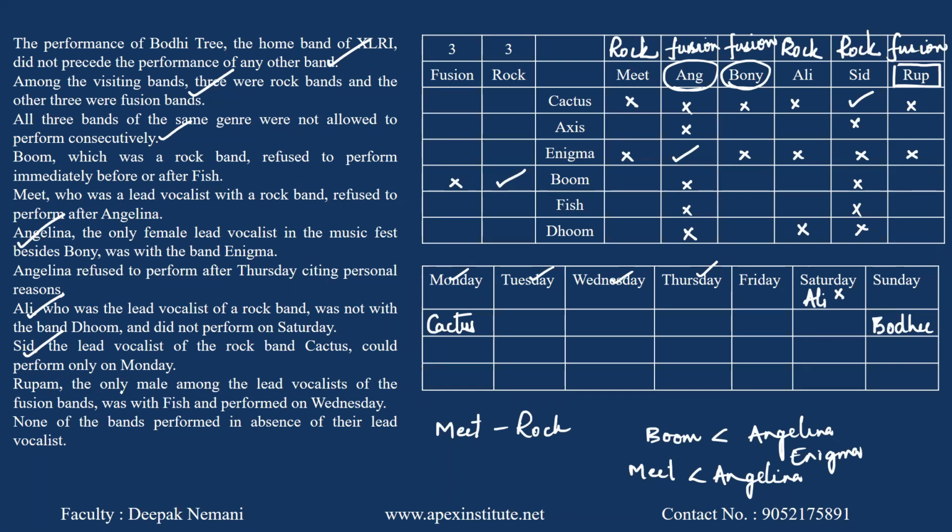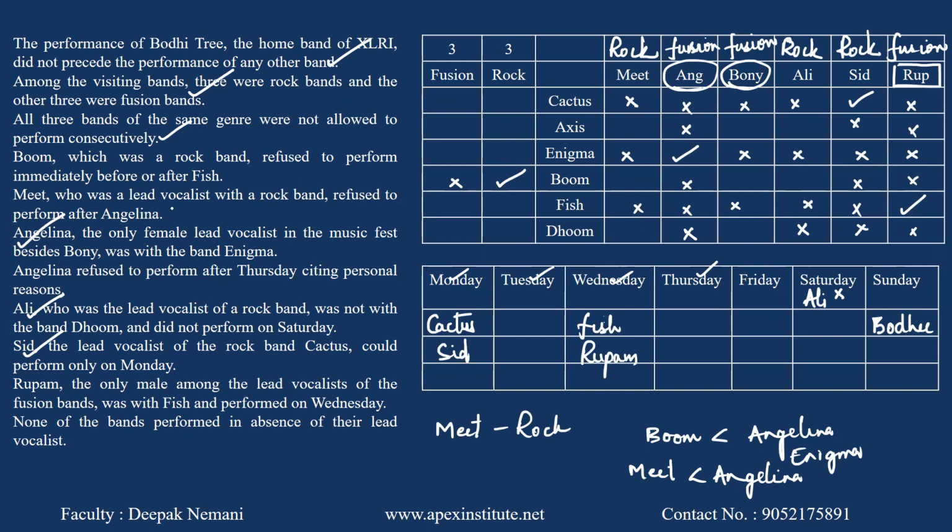And Rupam was with Fish and performed on Wednesday. So Fish, and you have Rupam here. Cactus, it is Sid. Now none of the bands performed in absence of their lead vocalist. Perfect.